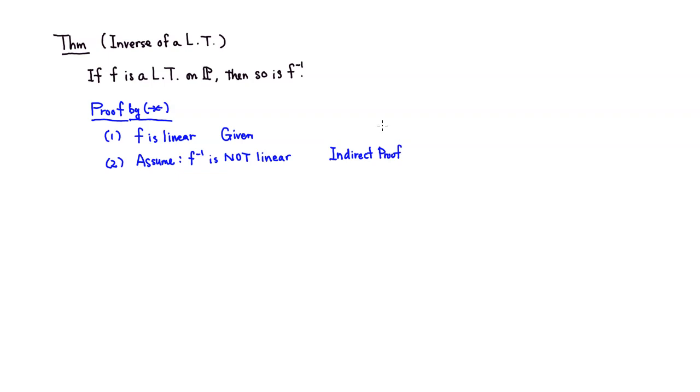Right? And then, so what can you say? So f inverse is not linear. So there exists 3 collinear points. I'm going to call them A, B, C in this plane P, such that the collinear points are not going to be collinear after you apply f inverse.